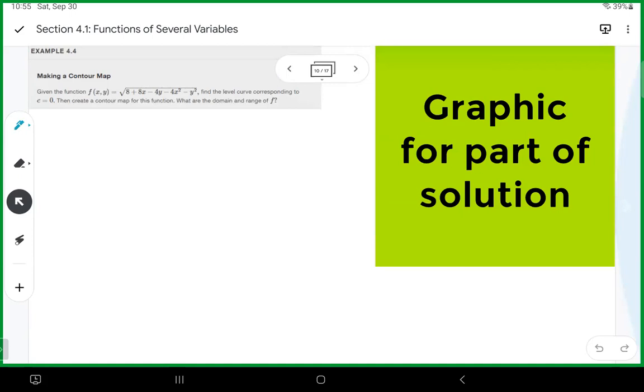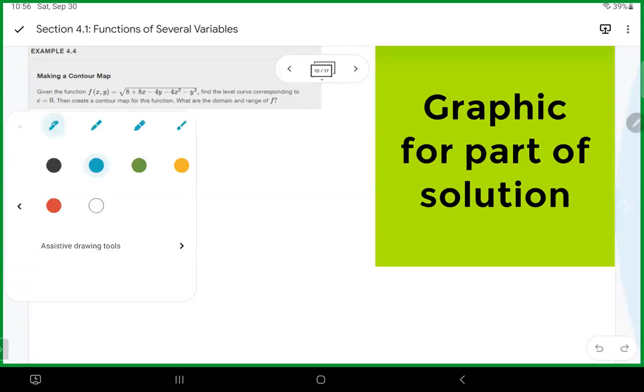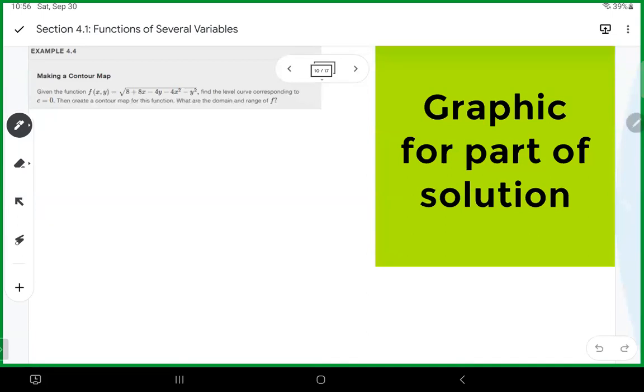So our next example here, making a contour map. Given the function f of xy equals the following, find the level curve corresponding to c equals 0. Then create a contour map for this equation. What is the domain and range of f? So the first thing we want to do is set the function that we have given as f of xy equal to 0. So we're going to want basically to do f of xy equal to c, which is pretty much setting it equal to 0.